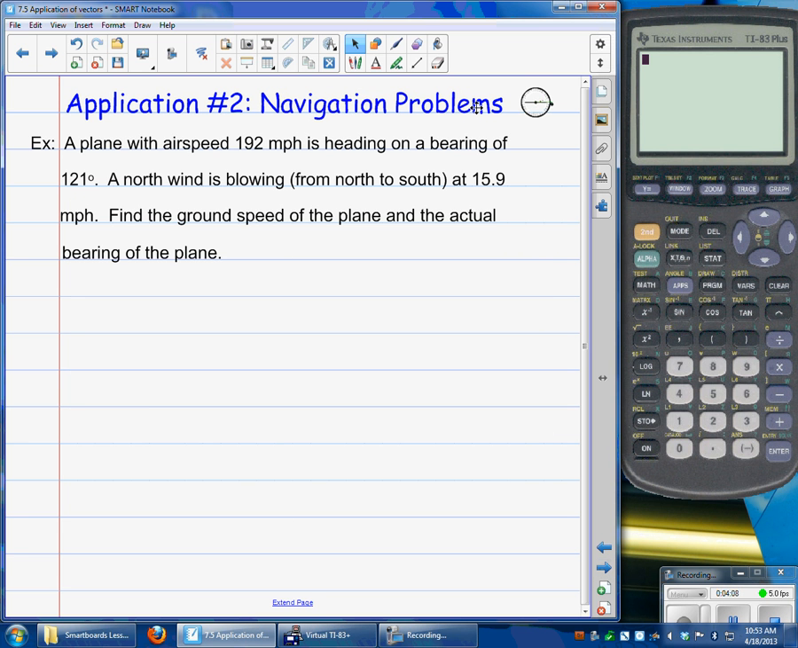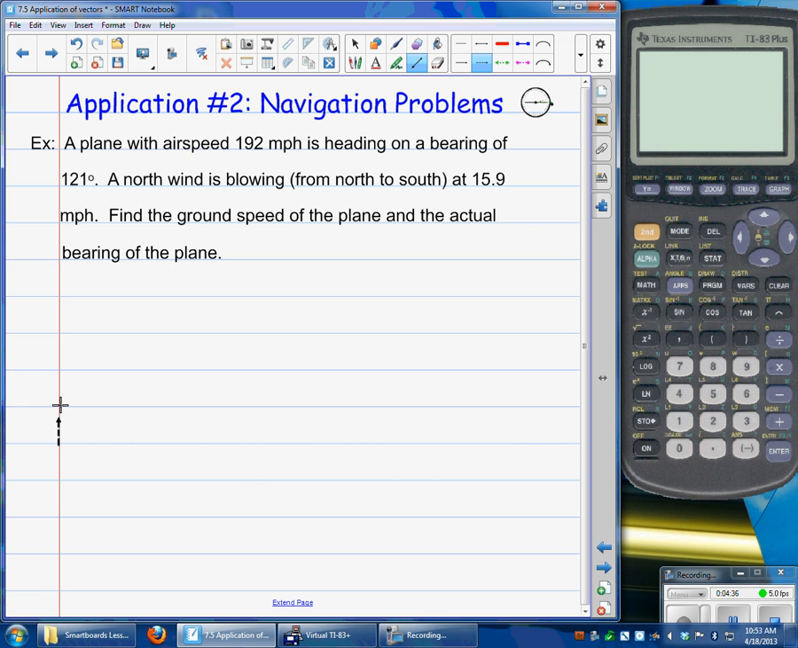With these ones, like before, the navigation problems, the sketching is a big important piece of it. So we got to make sure we have a semi-detailed sketch, and we will incorporate that bearing idea. So a plane with airspeed of 192 miles per hour is headed on a bearing of 121 degrees. And remember, if there's just the one measurement given, that's always from due north, and due north on paper is straight up.